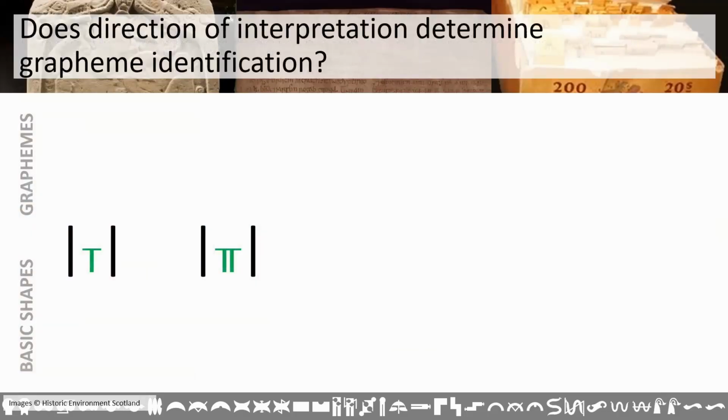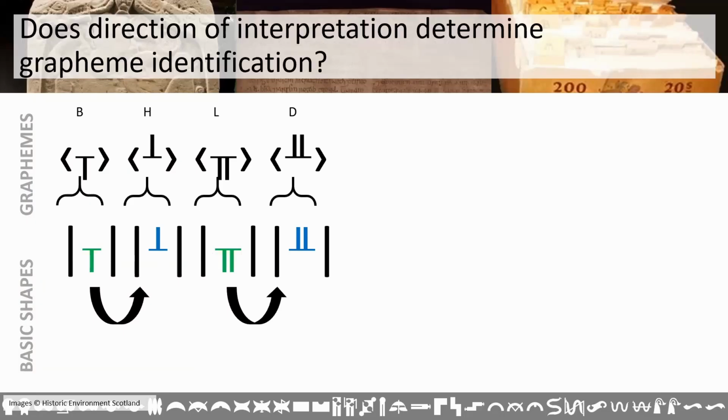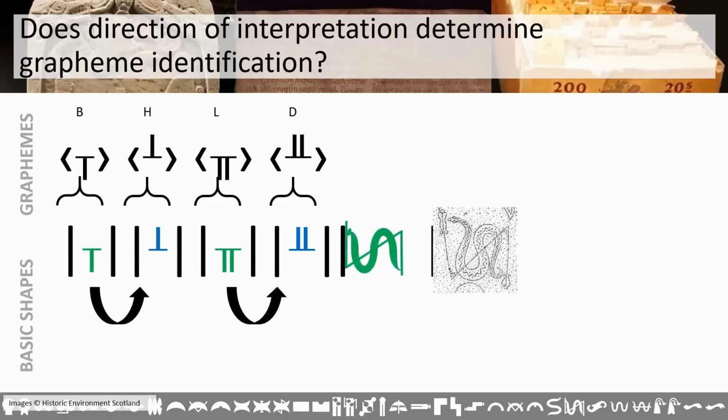Okay, so the next question that's really important is, does the direction of interpretation determine the grapheme identification? And this really splits the scripts apart. So we have these basic shapes. If we rotate or reflect these basic shapes, we get other basic shapes that belong to different graphemes. So if we flip a B, it's an H. If we flip an L, it's a D.